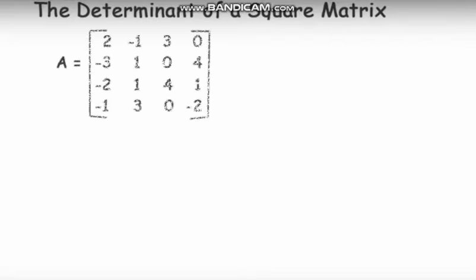This lesson expands on the techniques used to find the determinant of a 3x3 matrix demonstrated in the previous video. Here, we'll calculate the determinant of the 4x4 matrix A equals row 1: 2, -1, 3, 0; row 2: -3, 1, 0, 4; row 3: -2, 1, 4, 1; and row 4: -1, 3, 0, -2.